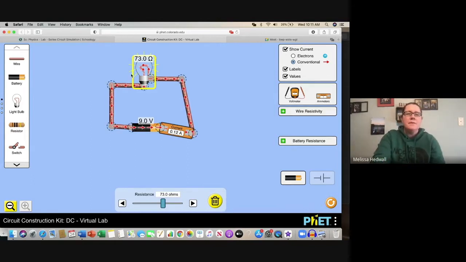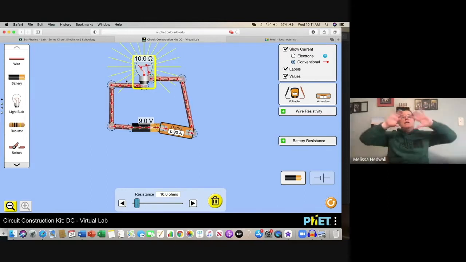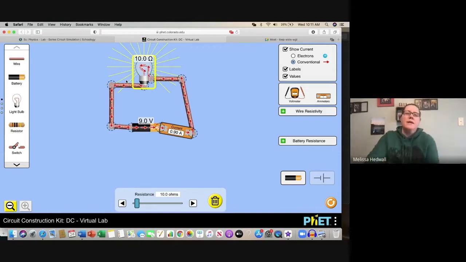The other thing that happens is we can look at the brightness. So if we go back to a lower resistance, we go back to our 10 ohms, you can see that we've got a lot of yellow lines coming out here. That's representing the brightness that we have.